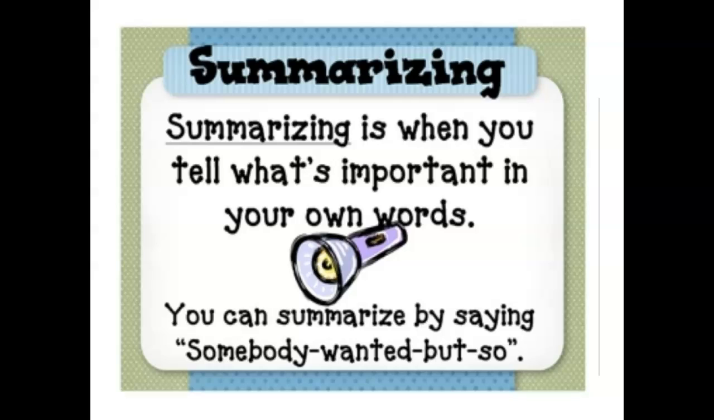When you're summarizing, you can say who was the somebody, so who or what that particular part of the story was about, what they wanted or what they did, and 'but' is what did they do, and as a result of that thing, so what did they do after that. So you're breaking it down and telling it in your own words. And we've done this before in class.